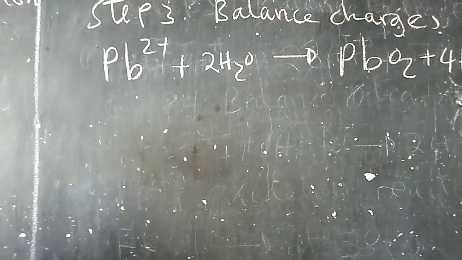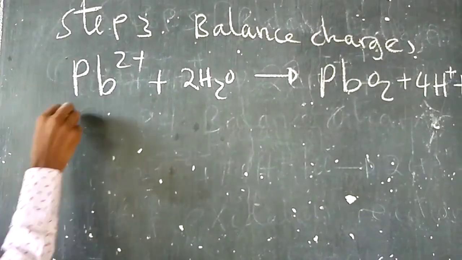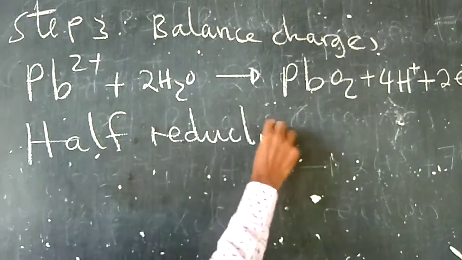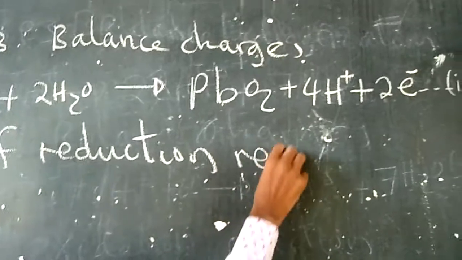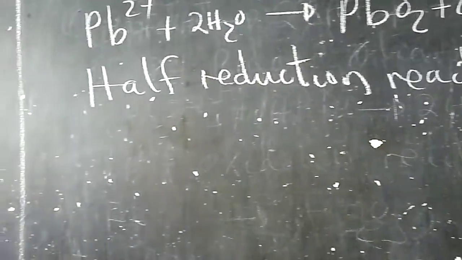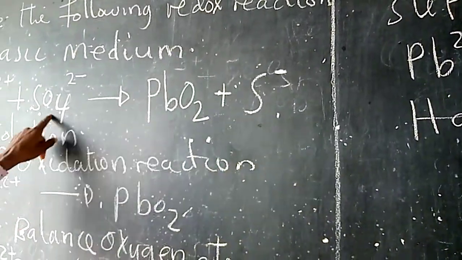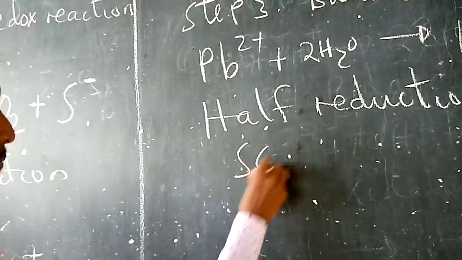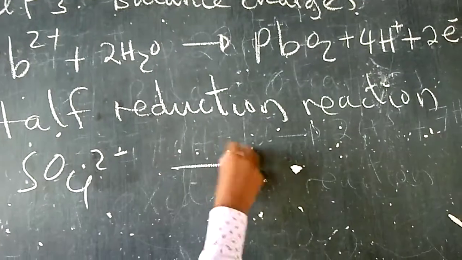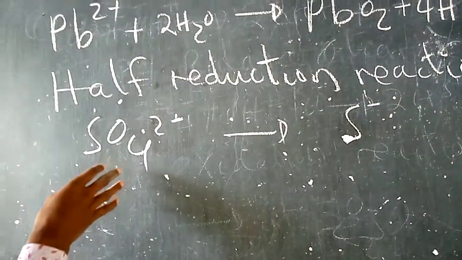Now we are going to balance a half reduction reaction. Our half reduction reaction here is this one: sulfate to sulfide. So we have sulfate, SO4 2 negative, to form sulfide, S 2 negative.